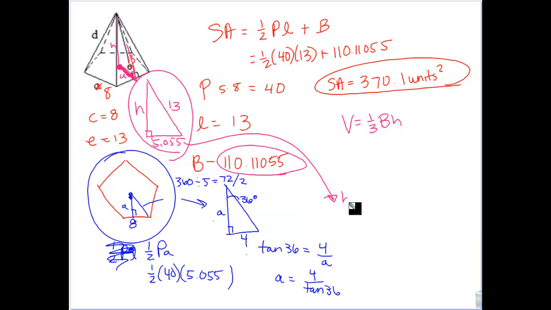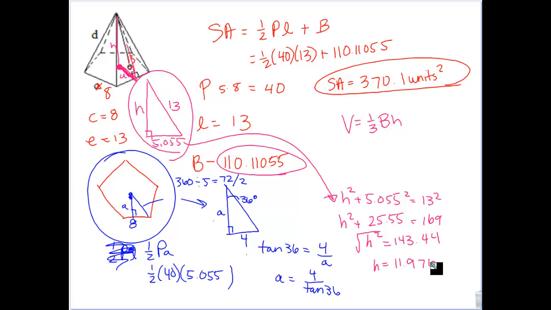So we can have h squared plus 5.055 squared is equal to 13 squared. Well, 13 squared is 169. 5.055 squared is 25.55 approximately. Subtract over the 25.55, we get a height squared of 143.44. Take the square root of it, and we get a height of 11.9769.